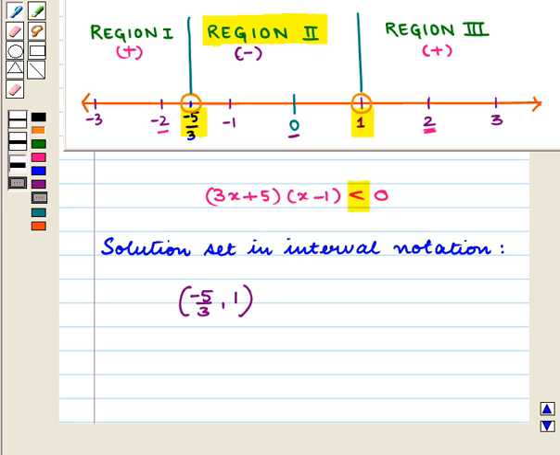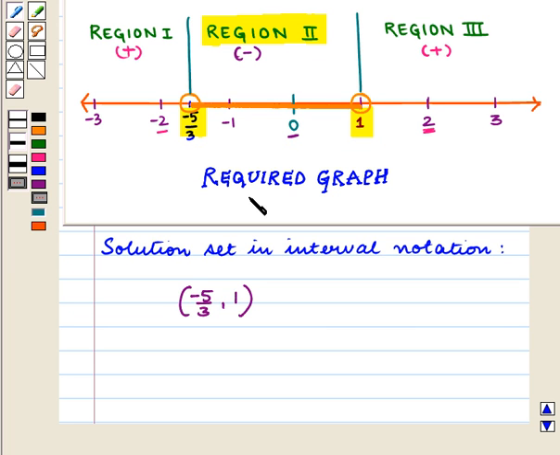Now we graph the solution on the number line. For this, we darken the number line from minus 5 by 3 to 1 with hollow circles at minus 5 by 3 and 1. This is the required graph of the solution set.